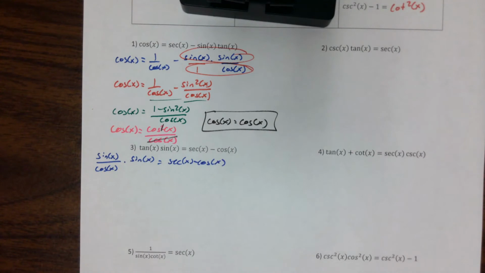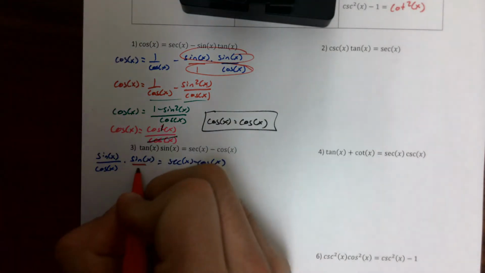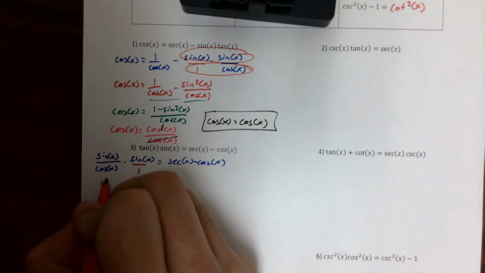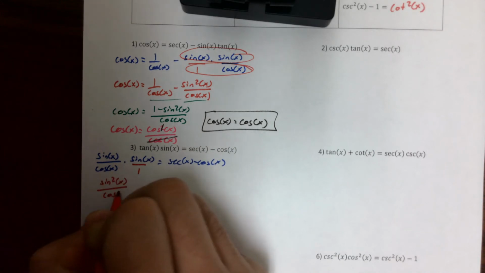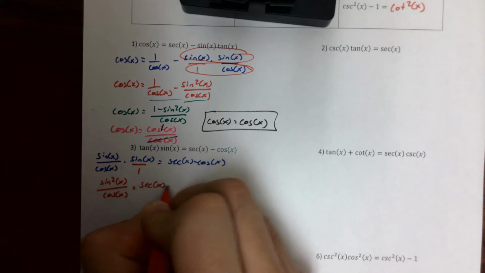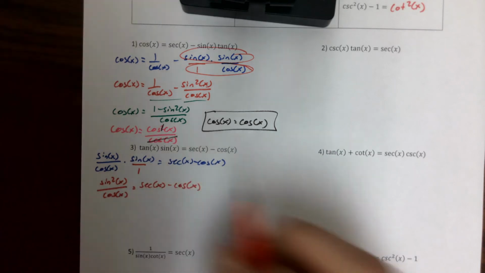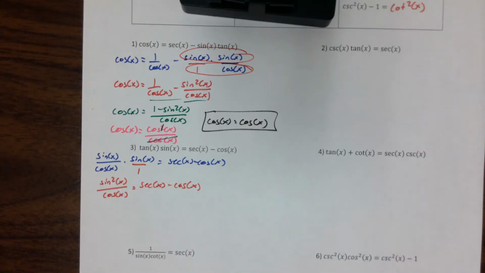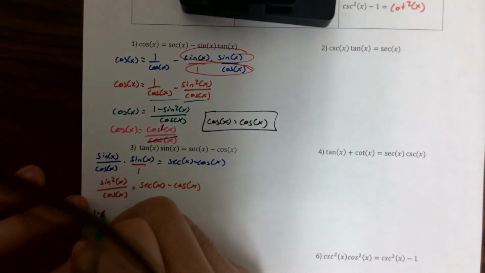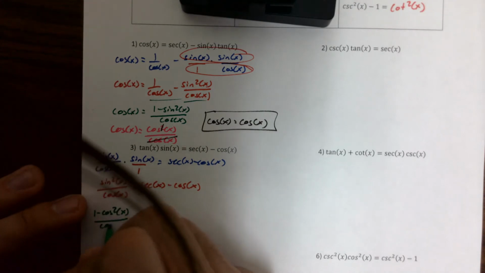Again, I'm going to combine these into one fraction, so I'm going to turn this over to 1. And again, I multiply the numerators, multiply the denominators. Sine squared over cosine of x. And now, sine squared, that is an indication to use part of my Pythagorean identities. Sine squared plus cosine squared equals 1, so I just want sine squared, that's going to be 1 minus cosine squared. So 1 minus cosine squared of x over cosine of x equals secant of x minus cosine of x.